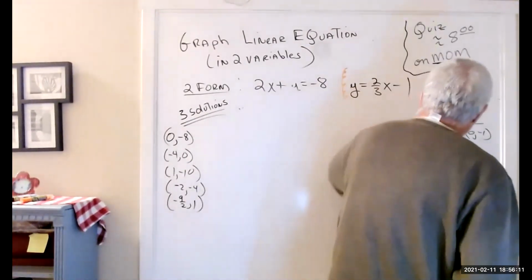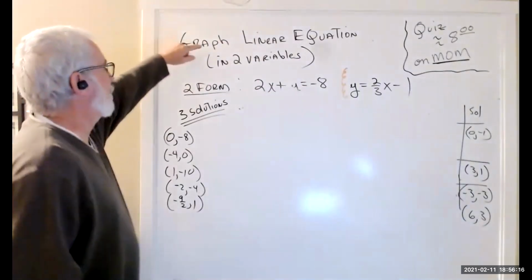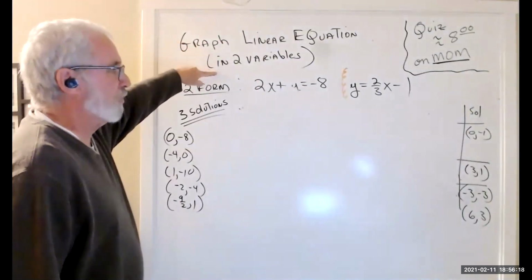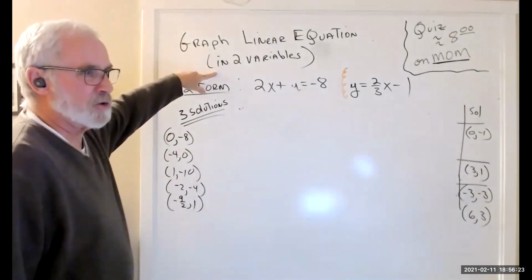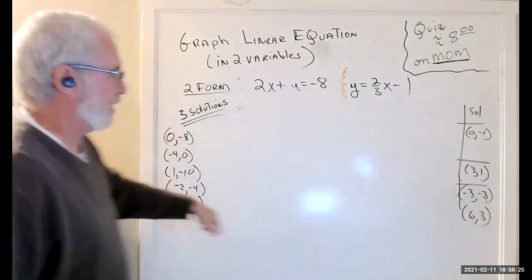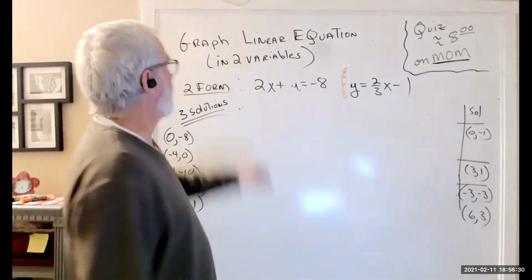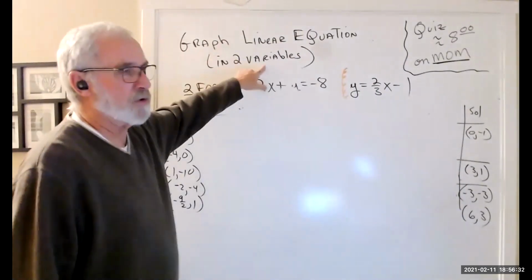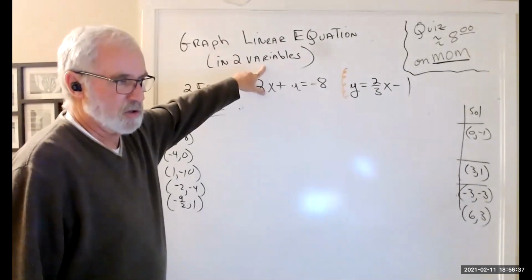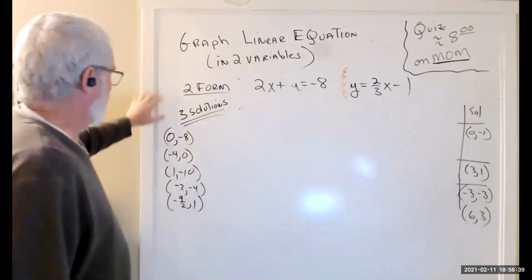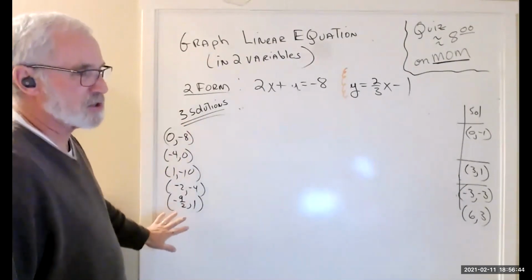Now, we started yesterday, we introduced something called a linear equation in 2 variables. We said it has an infinite number of solutions. We just found a few of them for each problem. But a linear equation in 2 variables has an infinite number of solutions. Okay, so we use the table to help us find some of the solutions.